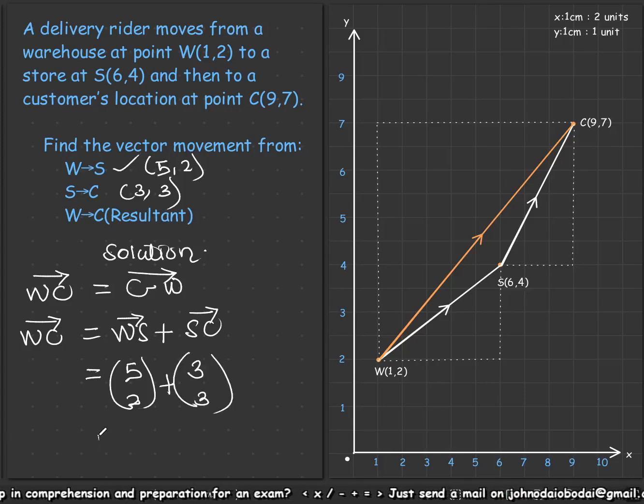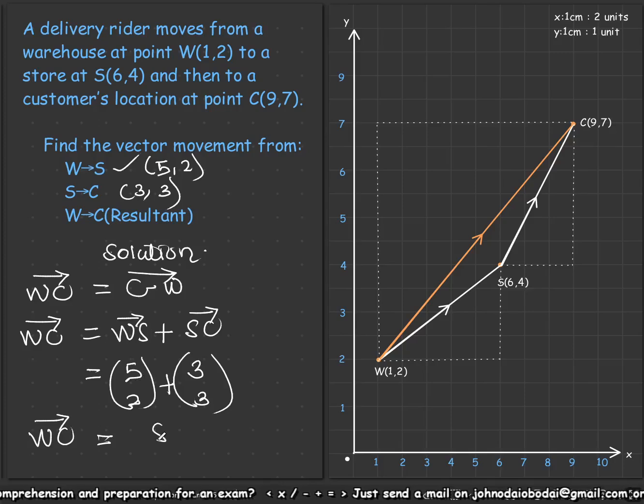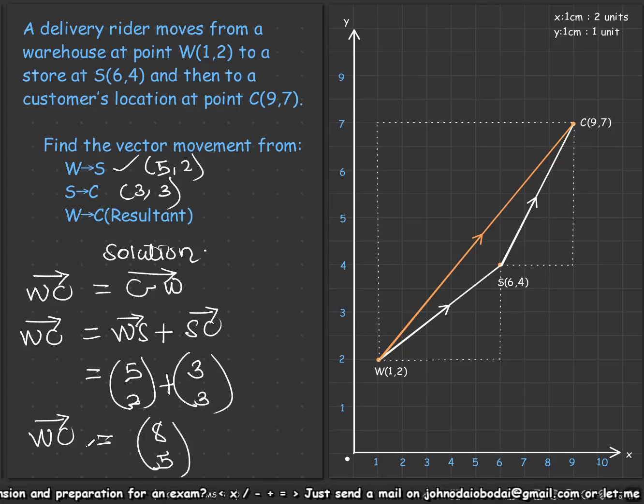Hence, if we want to get our WC, then we have 5 plus 3, which is an 8. Then 2 plus 3, which is also a 5. So this here is our WC, and we are done with that. You see, and that is correct.